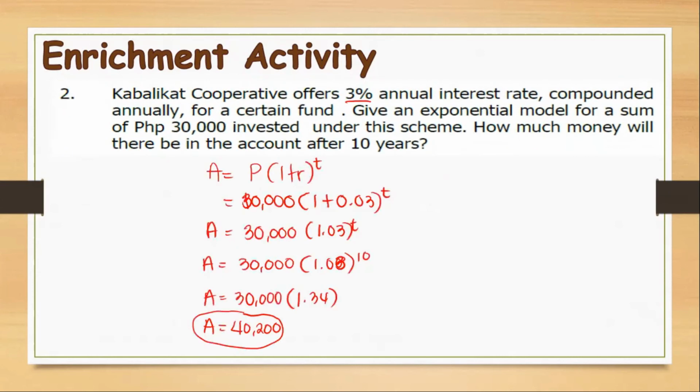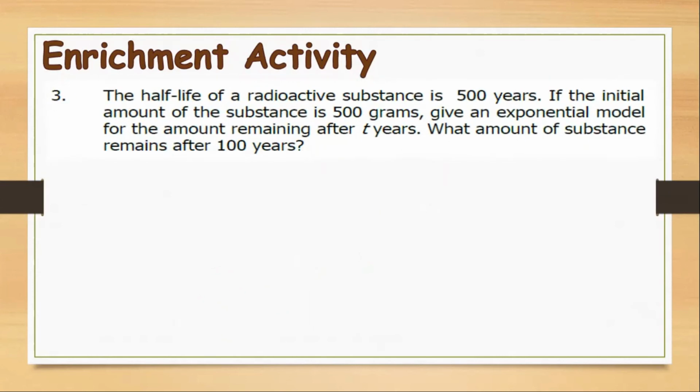Okay, let's continue. The half-life of a radioactive substance is 500 years. If the initial amount of the substance is 500 grams, give an exponential model for the amount remaining after t years. So let H be the remaining amount of the substance. That will be 500 grams multiplied by 1/2 every 500 years. So the number of years, let's put it as T over 500.